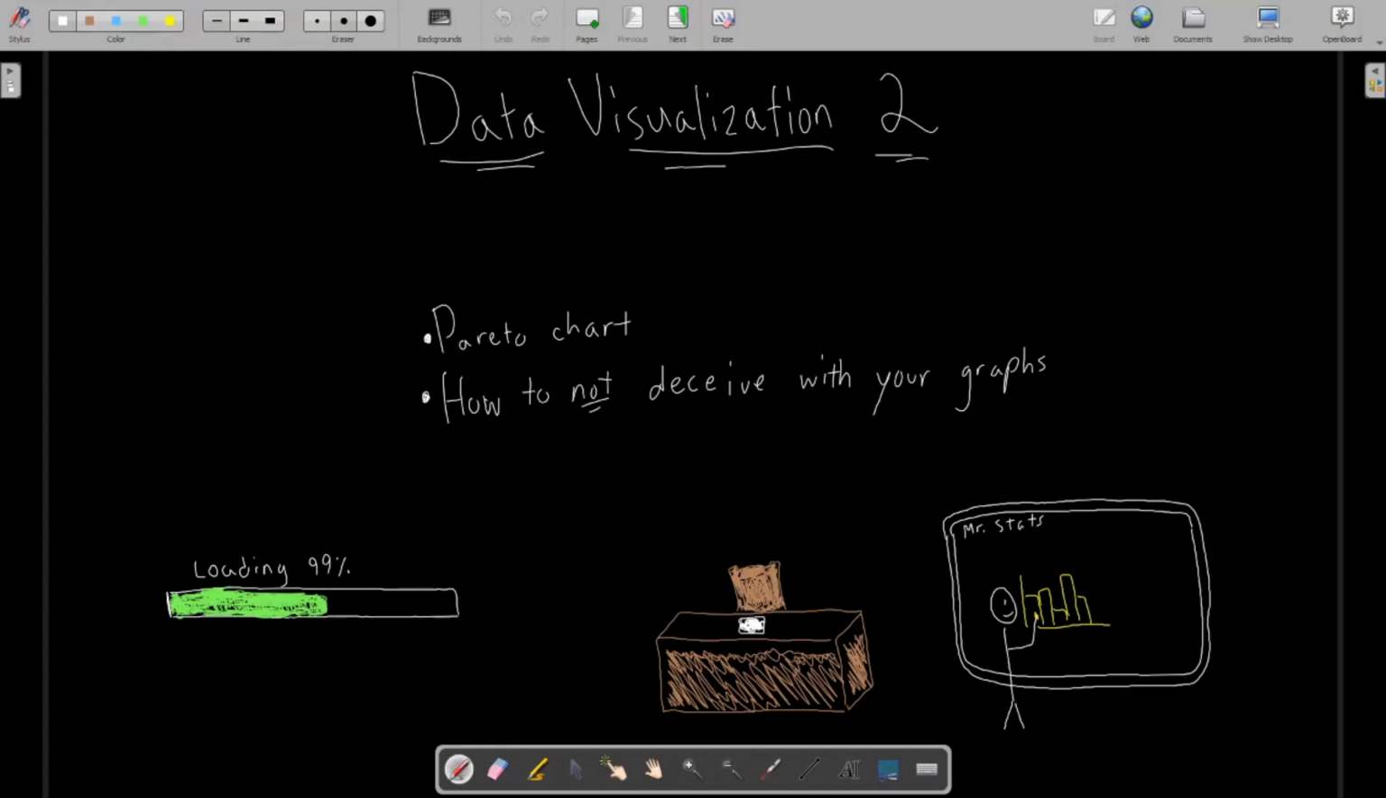A common example I think of is this loading bar here. Whenever you're downloading something, usually the bar will go up to 99%, but you know it's not really 99% done. It's going to take 300 years for that last 1% to finish. And so that would be an example of a misleading graph.